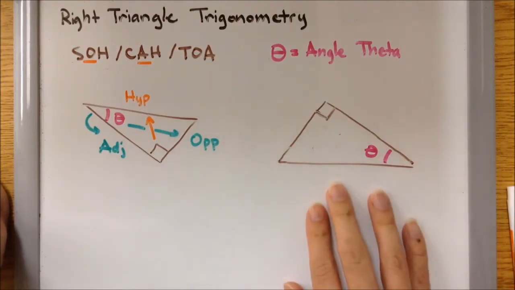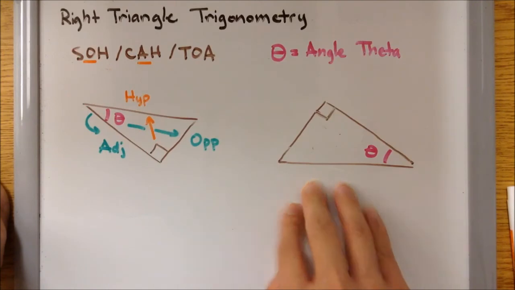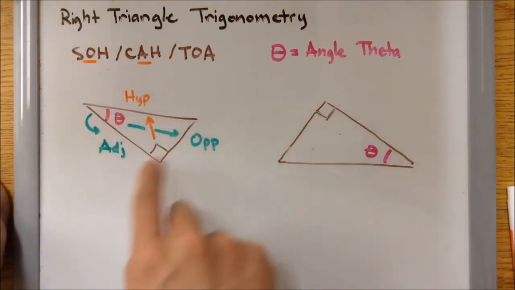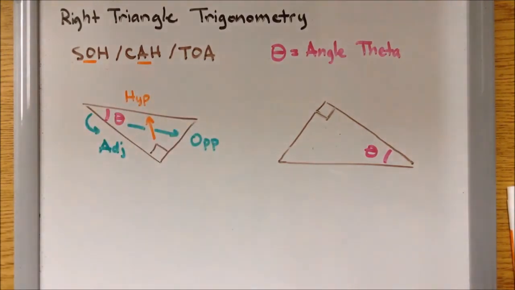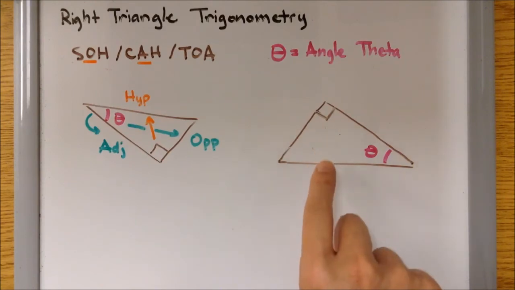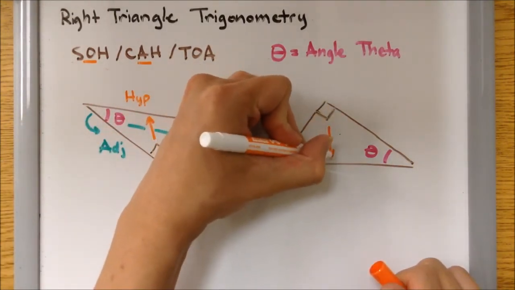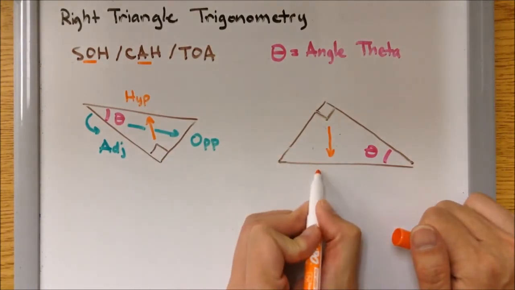Alright, so in this second example, let's try to identify all the sides using the information that was explained and shown here. So the first step is I look at the right angle, and I look for the side that's opposite, which is this one right here. So that would be my hypotenuse.